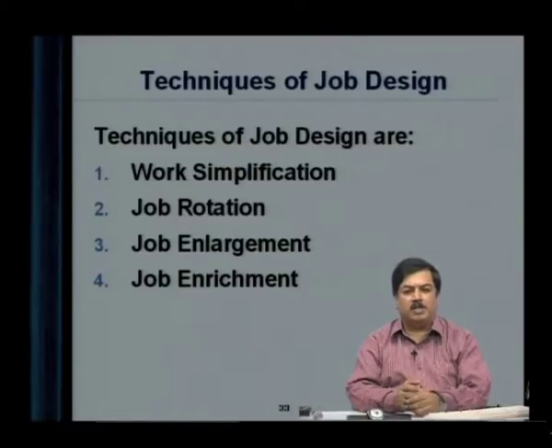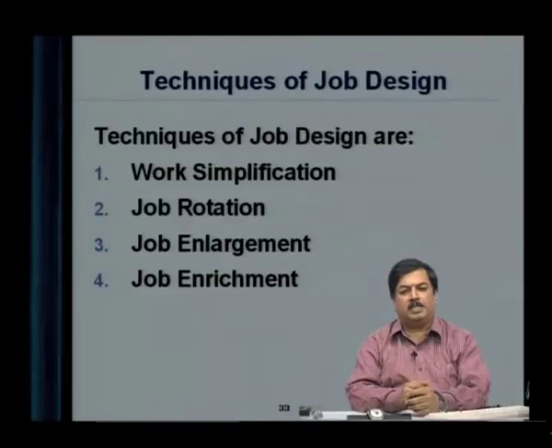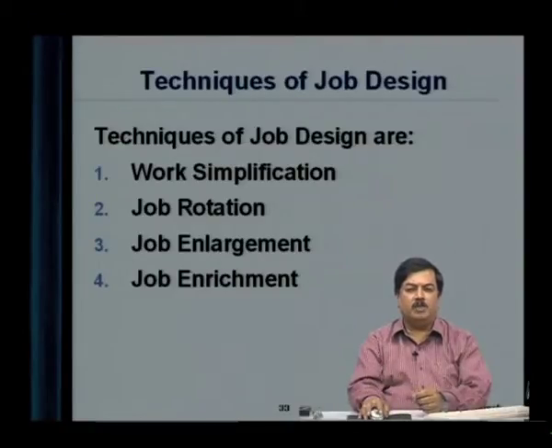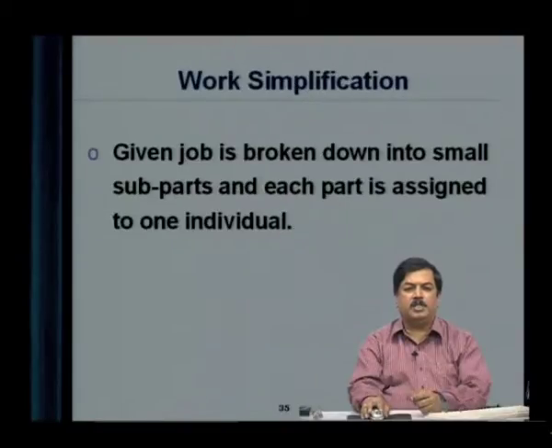If we get into more of the details of job design, one can also think of these 4 important methods. One is work simplification, the second is job rotation, the third is job enlargement, and the fourth is job enrichment. All these 4 have evolved as a set of principles in improving the context and also the performance of the job, aiming at integration of the individual needs as well as the organizational requirements. Work simplification is also supported by the other 2 things, the autonomous teams and the high performance work design. I want to spend a little time on each of these things.